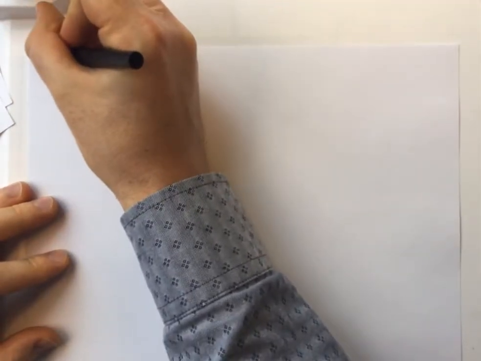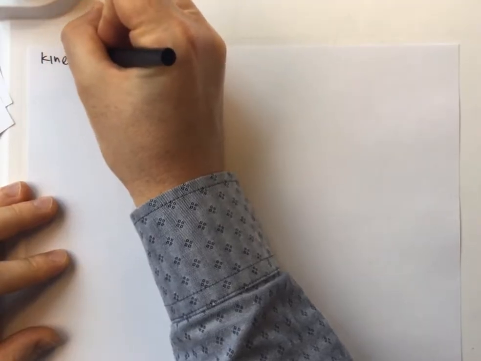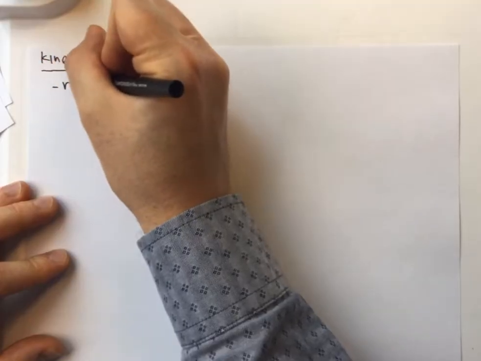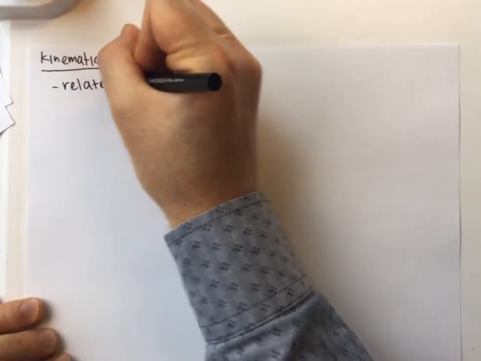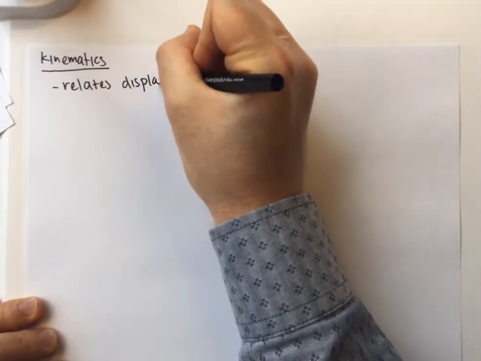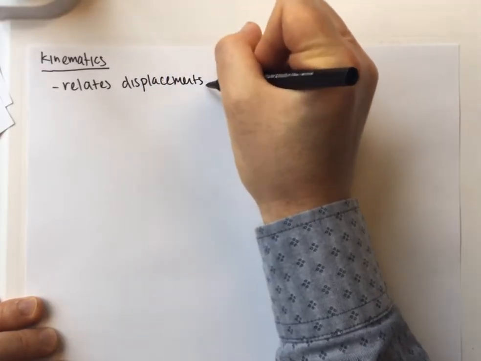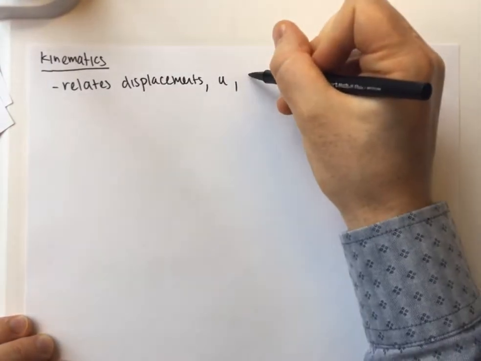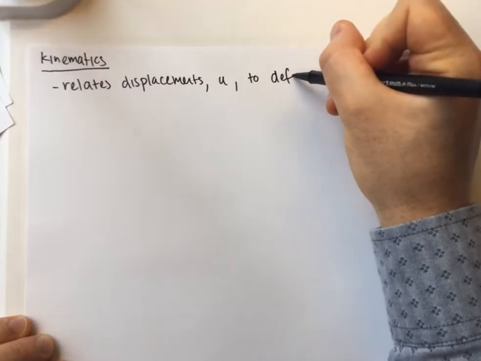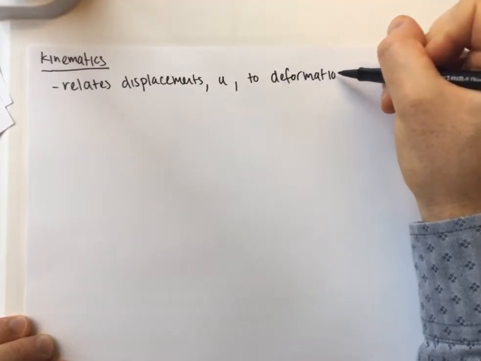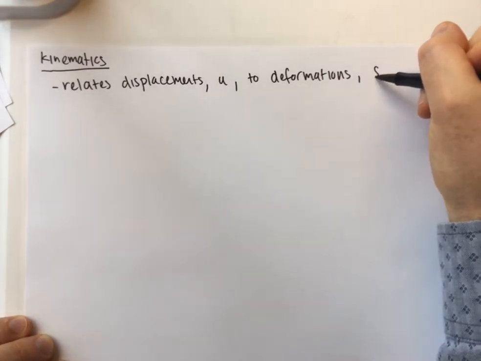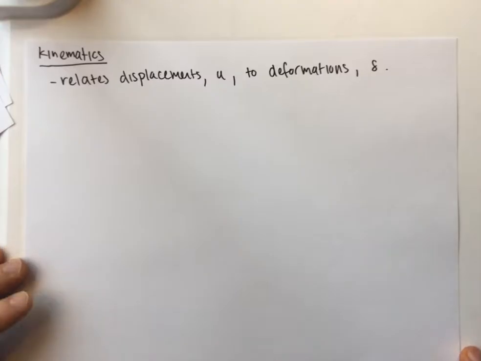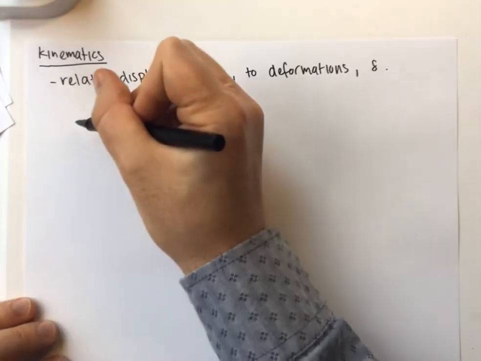So next we're going to talk about kinematics. And kinematics relates displacements, which I'm going to use the letter u to denote displacements, to deformations. And we already said that we were going to call those little delta. And in order to talk about kinematics, we're going to draw some more pictures.